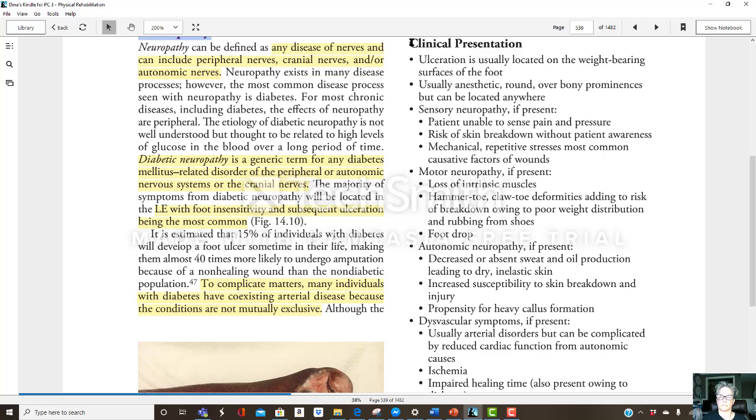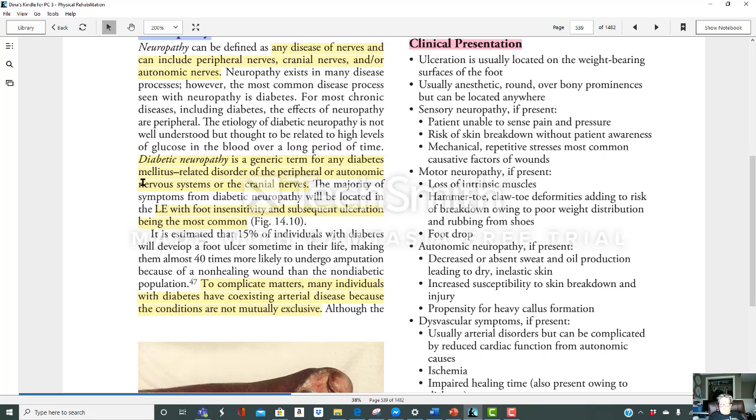Clinical presentation. Ulceration is usually located on the weight-bearing surfaces of the foot, usually anesthetic, round, over bony prominences, but can be located anywhere. Sensory neuropathy, if present, is common: the patient is unable to sense pain and pressure. Risk of skin breakdown without patient awareness. Mechanical, repetitive stress is the most common causative factor of wounds.